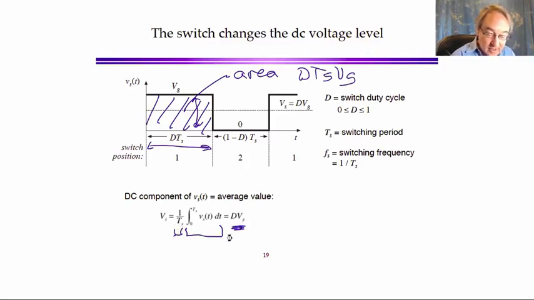then what we find for the DC component is that it is D times Vg, where D is the duty cycle, or the fraction of time that the switch is in position 1. Okay, so if the switch is in position 1 for half of the time, then the duty cycle is a half, and the output voltage of the switch has a DC component that is half of the input. So the switch succeeds in changing the DC component of the voltage from 100 volts down to 50 volts.